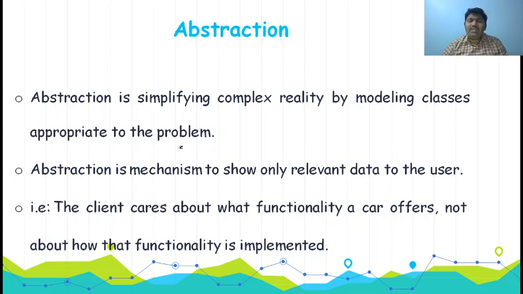Very simply, abstraction is like this: if you press the brake in a car, what happens? The car will stop. The user doesn't bother about how the car brakes are applied, what kind of mechanism is there, or what the ABS braking system is. None of this is required. What the user expects is that he presses the brake and the car automatically stops. That is only his requirement.